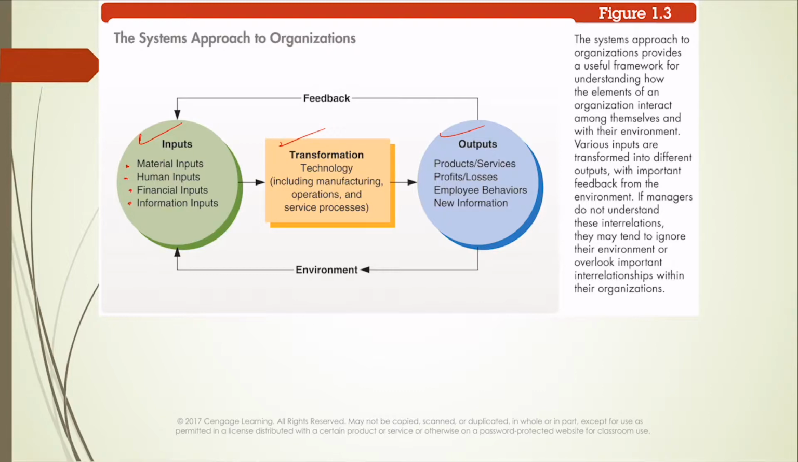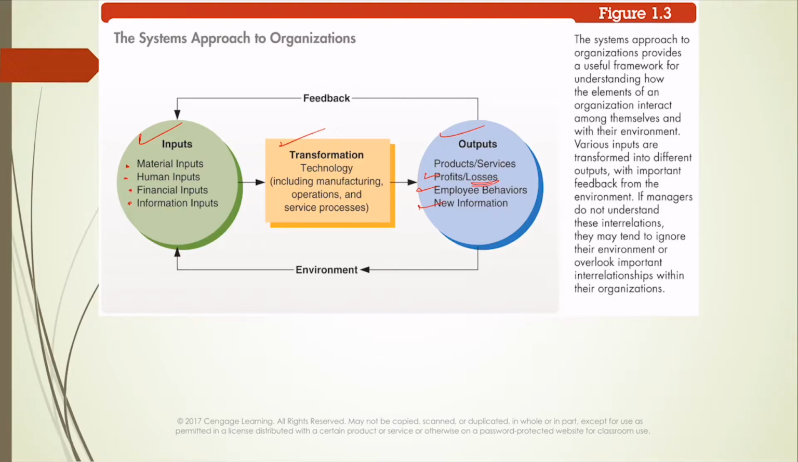All of these, whether individually for specific projects, they all combine to produce a transformation or begin a transformation. It could be manufacturing, as you see here. It could be operations or services. And the goal is to produce an output. And that output should lead to profits. Unfortunately, sometimes it's losses, but also employee behaviors and new information.